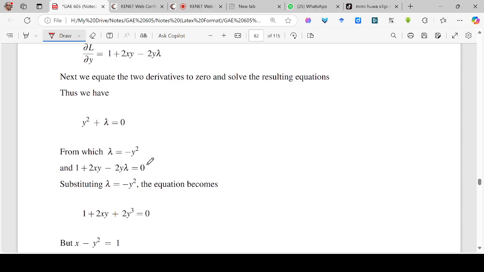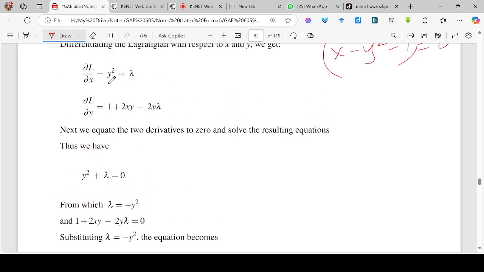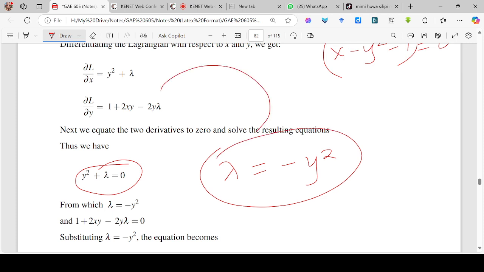So we have the first derivative. If we equate this to 0, we get lambda plus y squared is equal to 0. Remember, a function is optimal at the point where the rate of change of the function is 0. So that's why we equate the derivative to 0. So from this equation, we can write lambda is equal to minus y squared, and then we substitute this here.